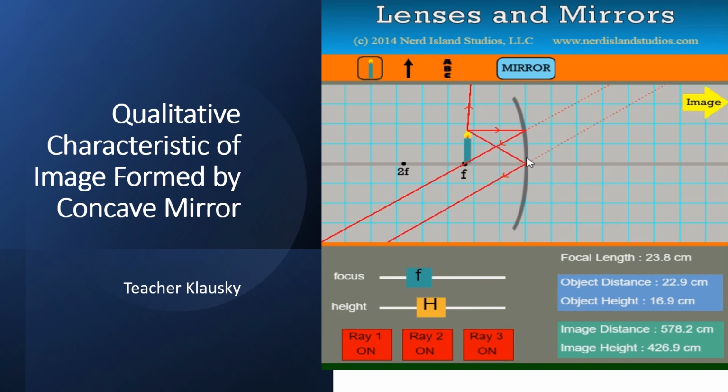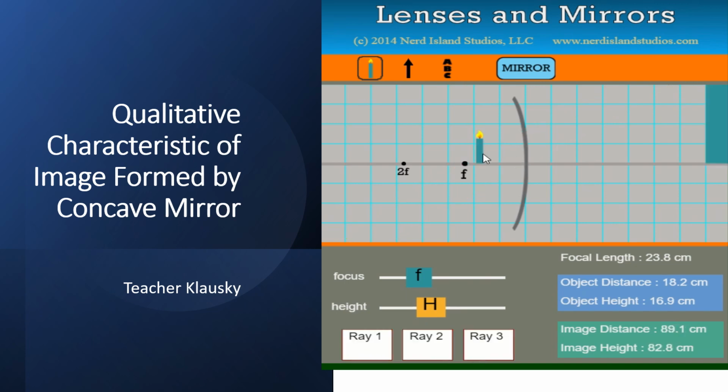Ray 3, although it hits the surface of the mirror, did not intersect with the first ray. So if we extend a broken line behind the mirror, there are no intersections. So here, if we place the object at the focal point, we can see that there is no image that will be created. Okay?